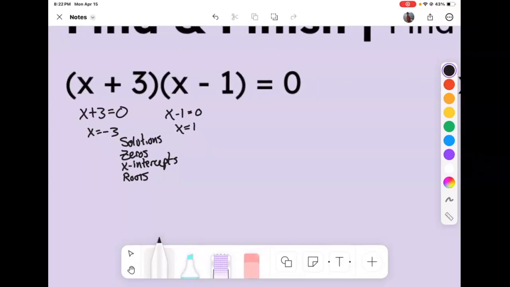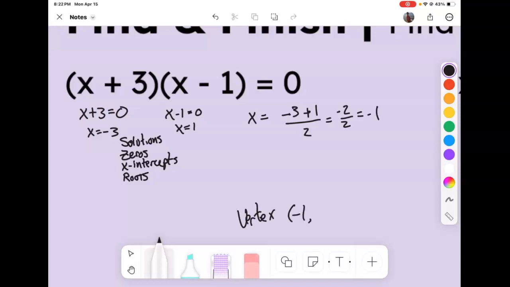In order to find the vertex from this, I know that my vertex has an x value that's going to be in the middle of my two x-intercepts. So if I add my two x-intercepts and divide by 2, I'll get, in this case, negative 2 divided by 2, which is negative 1. So that tells me that the x value for my vertex is negative 1.